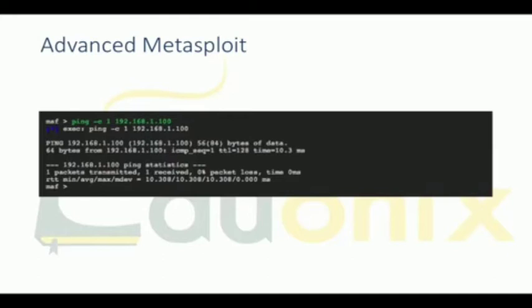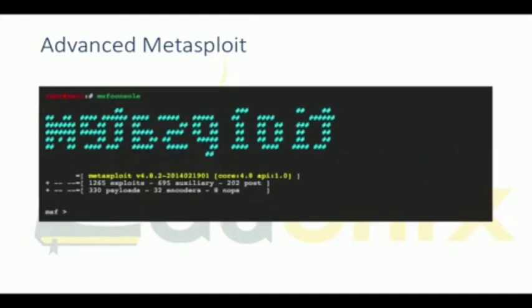So simply by running something like msfconsole, you can see that it launches the console here. It gives you the version, which is the most up-to-date here. It gives you Core 4.8 and API 1.0. It's a massive list of exploits, to be honest. There's like 1,265 exploits, 695 auxiliary and 202 post. There's 330 payloads, 32 encoders, and 8 NOPs as well. It's actually stored under /usr/share/metasploit-framework and then msfconsole after that.